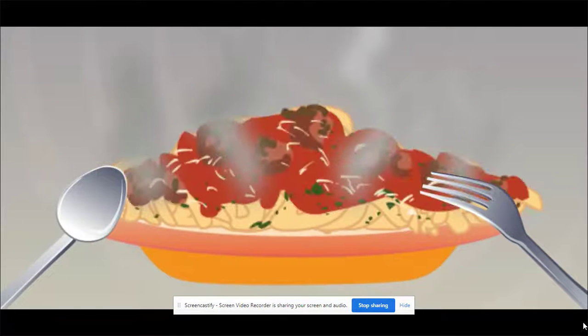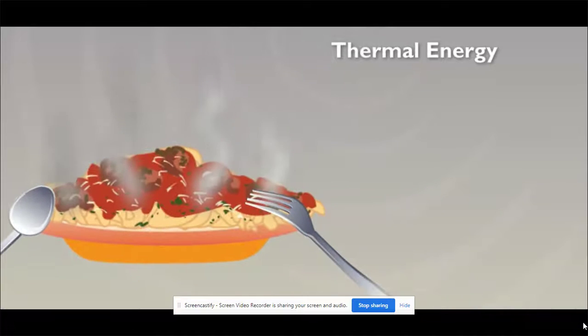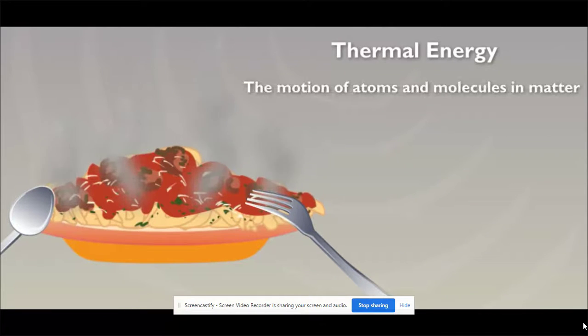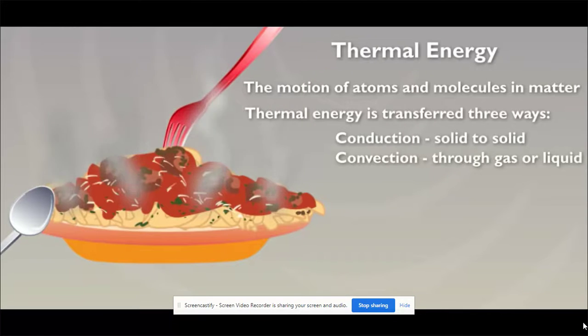Food. Hey, food gives you energy, right? It does. There's thermal energy and chemical energy in a plate of food. Really? Yeah. Thermal energy is heat, and it's kinetic. It's the motion of atoms and molecules in matter. When we touch the food, the heat is transferred by conduction from the hot food to our fork and mouth. The steam is thermal energy being transferred by convection into the air.